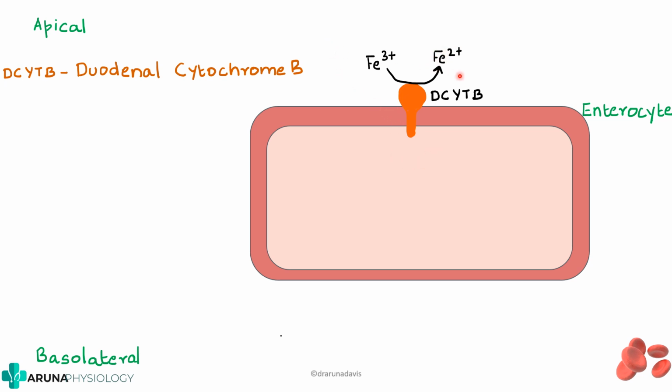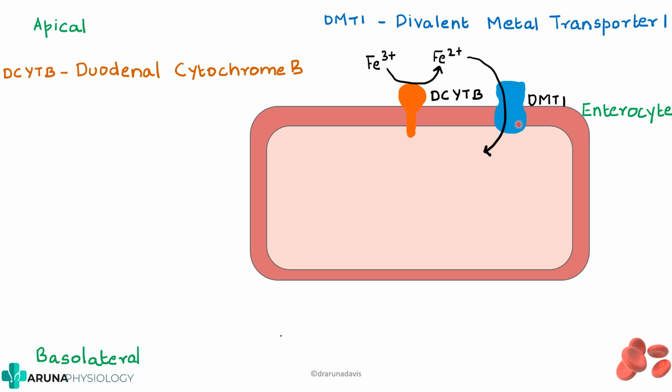And once the ferrous is formed, it is taken into the enterocyte by the help of this apical membrane ion transporter. It is called DMT1. It stands for divalent metal transporter 1. Now this occurs along with the transport of H+. So thus now the ferrous is inside the enterocyte.